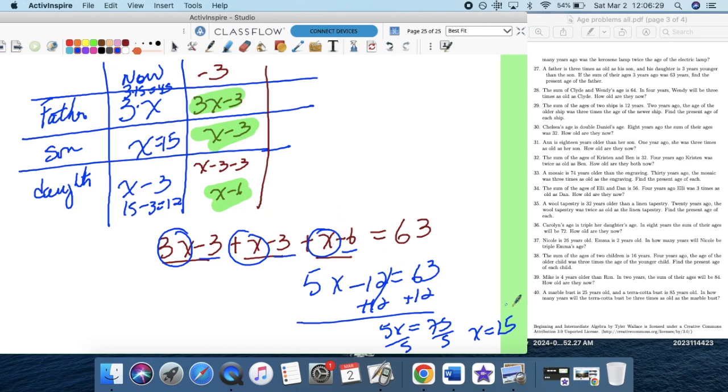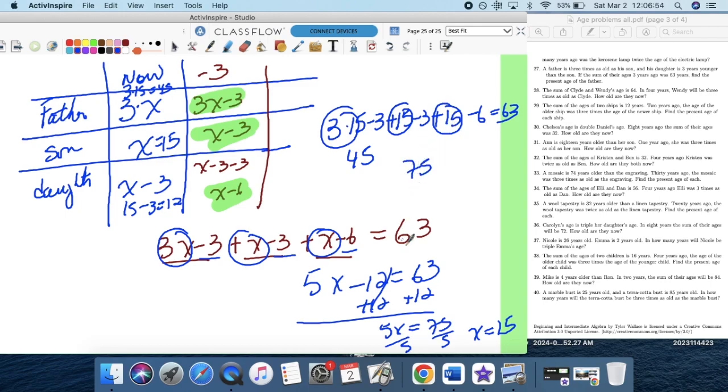Okay, and then again, we can come back to the equation and replace the x, so we get 3 times 15 minus 3 plus 15 minus 3 plus 15 minus 6 equals 63. Does it? 3 times 15, so this is 45. Right, we have 45, a positive 15, and a positive 15. So that's 75. And then 75 minus 12, does that give you 63? Yes, it does. So our equation also checks.